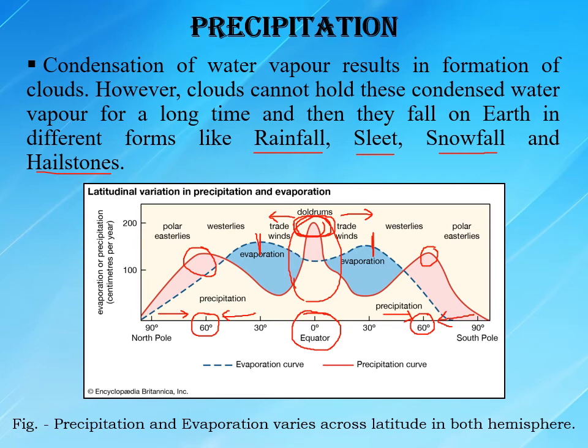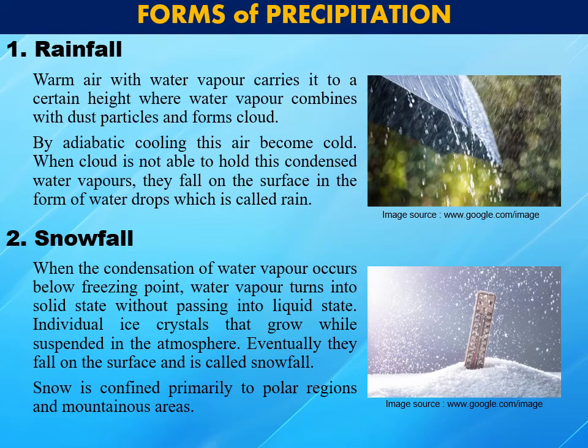Now coming to the forms of precipitation. First and foremost, what we generally observe is rainfall. Warm air with water vapor carries these clouds to a certain height, where water vapor combines with dust particles and forms cloud. By adiabatic cooling, the air or the cloud becomes cold, and when the cloud is not able to hold the condensed water vapors, they fall on the surface in the form of water drops, which we call rain.